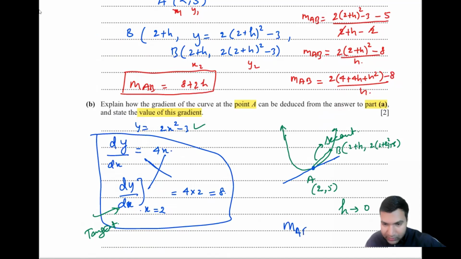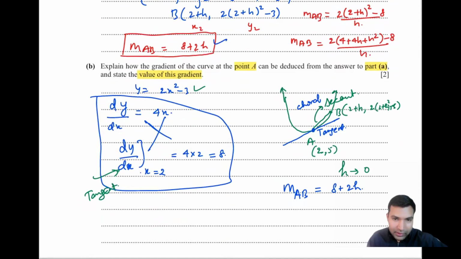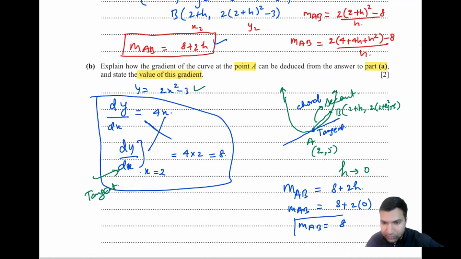So I already know the gradient of the chord. The chord becomes a tangent. This AB was a chord actually, and now it becomes a tangent when h is approaching 0. Therefore, it is 8 plus 2h, isn't it? The gradient which we found in part A, this formula I have to use. And therefore, when h is approaching 0, can I simply say 2 times 0? And therefore, the gradient of the chord, which becomes a tangent, will be equal to 8. So you have to apply this concept and not find the derivative of the function. I hope this explanation is clear to you.